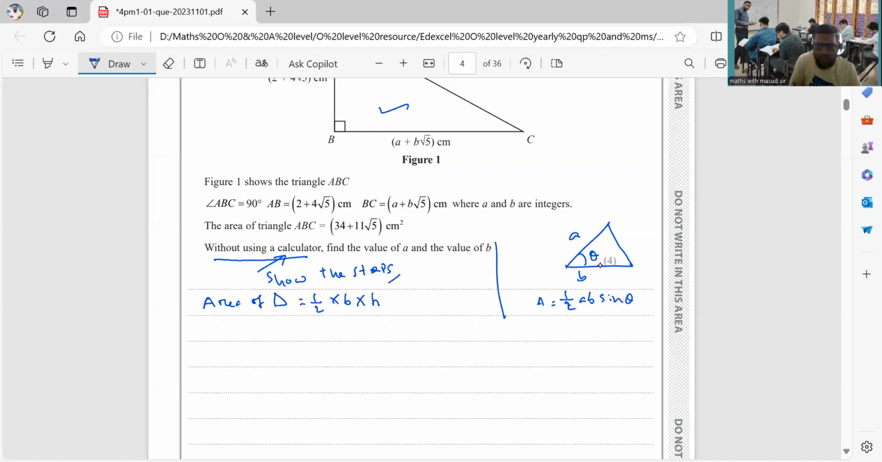So first write the area of the triangle here. That is 34 plus 11 root 5. So this is my working. Please consider my handwriting, it is not very good, so try to understand. Look at the base BC, which is given here as a plus b root 5. Multiply by the height. The height is also given, 2 plus 4 root 5.